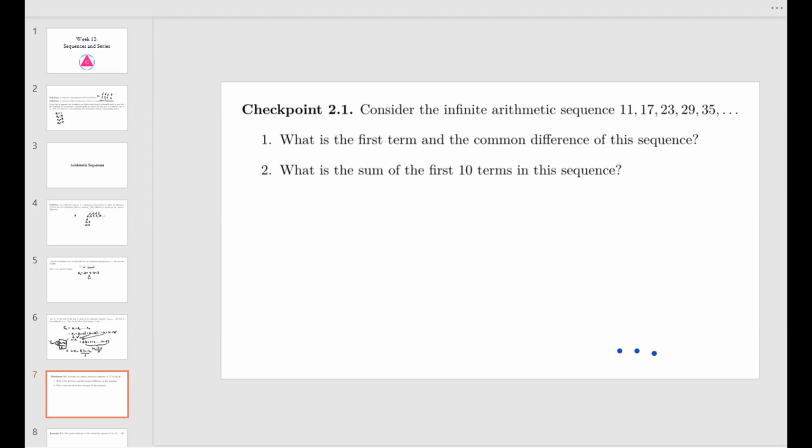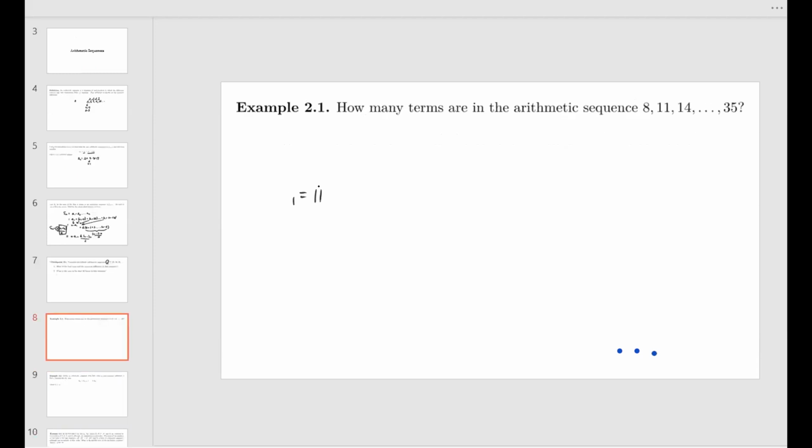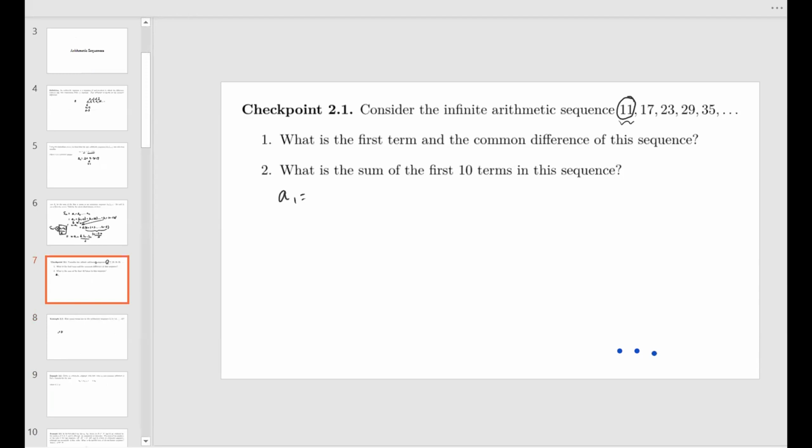Okay, so I'll start going over the solution to this checkpoint. The first term of the sequence is 11, just because it's the first in the list. So this is the value of a1, which is 11. And then the common difference, we can find the difference between consecutive terms. All of these are 6, and it's expected that all of these differences will be the same just by the definition of an arithmetic sequence. So we denote this common difference by 6.